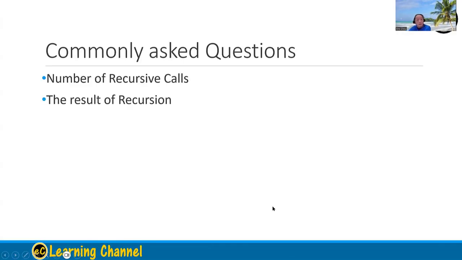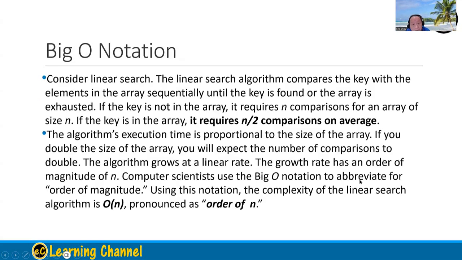So for the complexity analysis, usually the commonly asked questions are the number of recursive calls and the result of the recursion. So first, you need to know what the big O notation is. Okay, O means omega. It's a Greek word, not an English word.